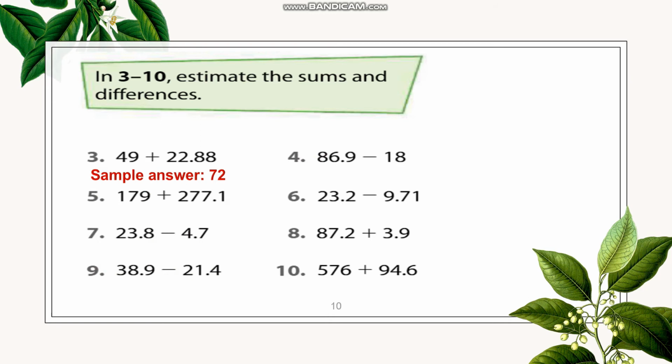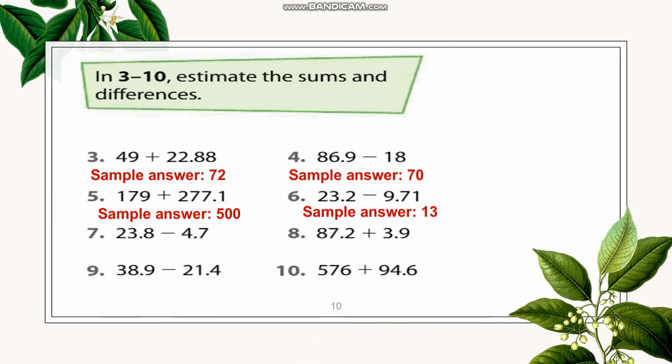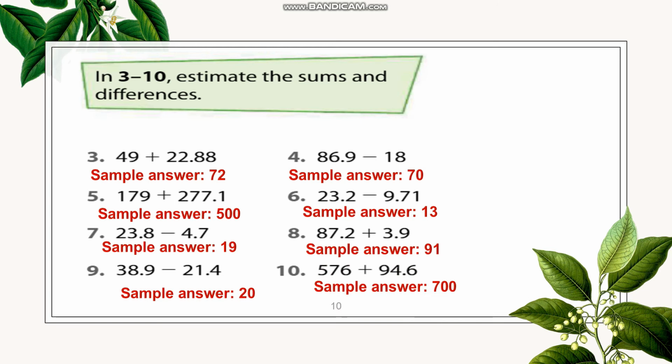Time is up. So the possible answer is 70. Possible answer for number 5 is 500. Possible answer for number 6 is 13 because 23 minus 10. Number 7, possible answer is 19. Number 8, possible answer is 91. Number 9, the possible answer is 20. And number 10, the possible answer is 700.